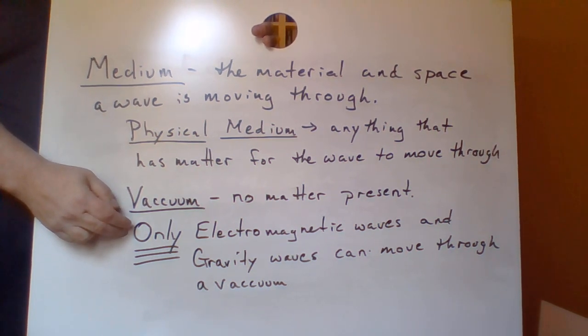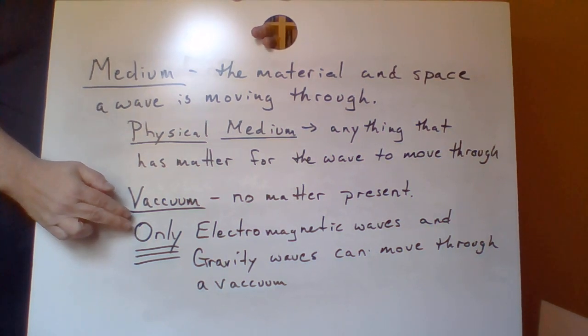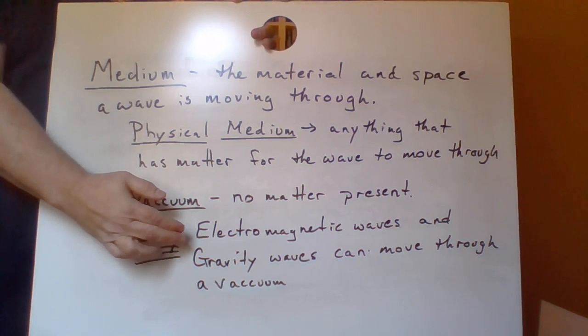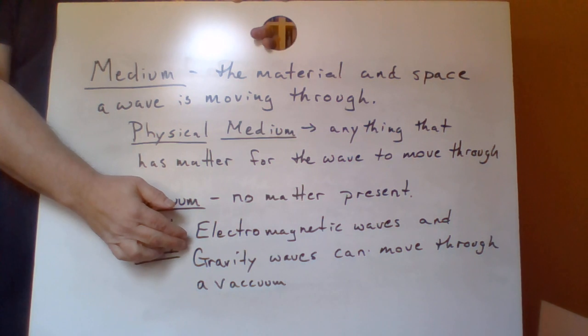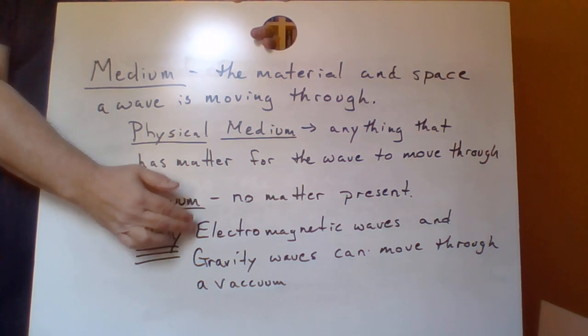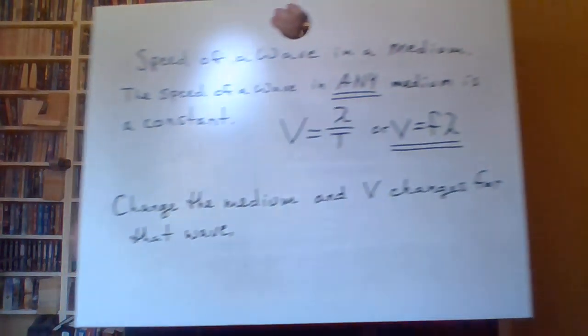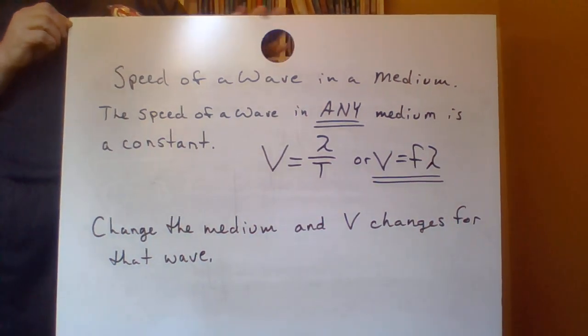If it can be transmitted through a vacuum, it doesn't require a physical medium. Then they are pure energy waves. Gravity waves are pure energy waves. Electromagnetic waves, light, heat, X-rays, ultraviolet, infrared, microwaves, those are pure energy waves. Okay? Now, the speed of a wave is dependent on the medium through which it's moving and the wave characteristics.